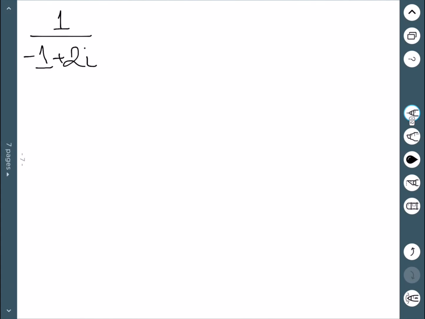Let's consider this, 1 over negative 1 plus 2i. We tend to like these written in the standard form, a plus bi. The fact that the i is in the denominator isn't in the natural order of things. So in order to get rid of it, we multiply by the conjugate. And if we multiply the top, we need to multiply the bottom. So we're going to multiply by 1 using this conjugate.